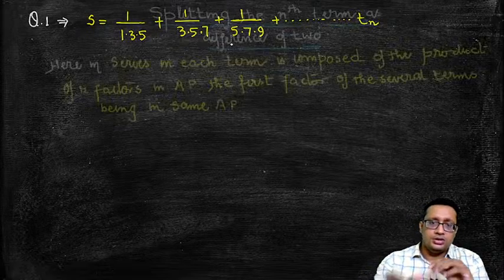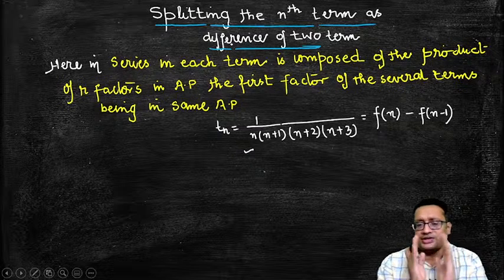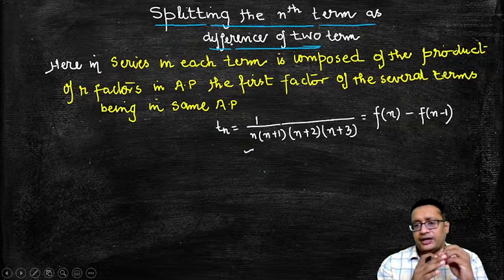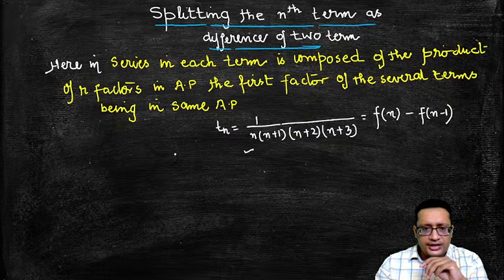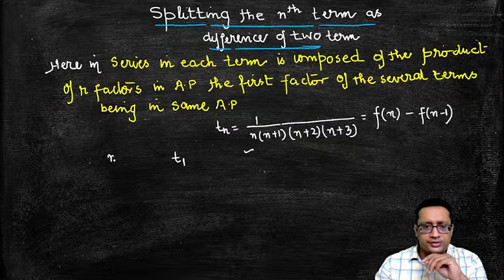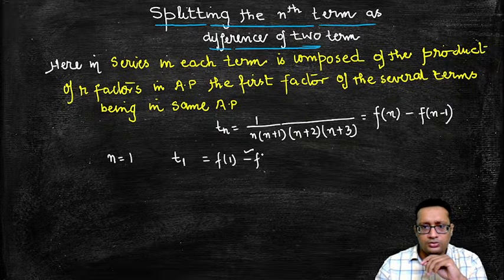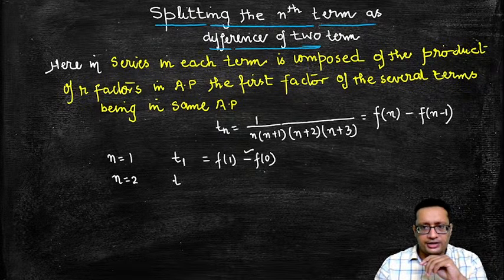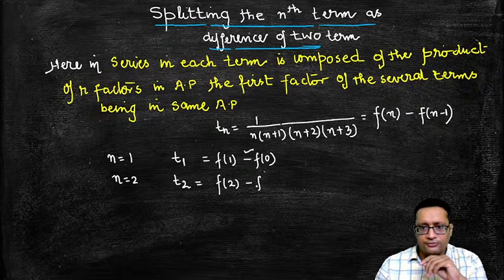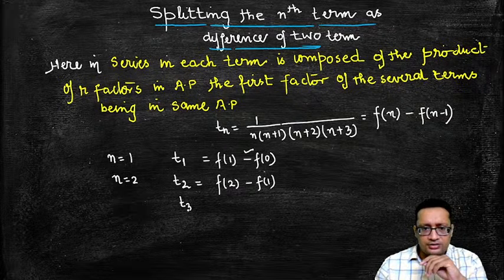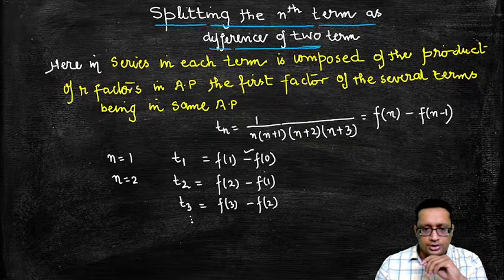So the method to solve such a series is that I have to write Tn as a difference of two terms, f of n minus f of n minus 1. After that, I have to place n equal to 1. I will get f of 1 minus f of 0. If I place n equal to 2, I will get f of 2 minus f of 1. When I place 3, I will get f of 3 minus f of 2, and so on.